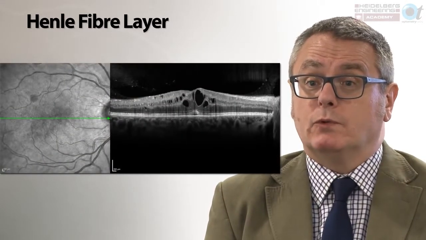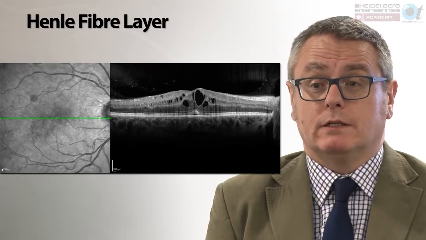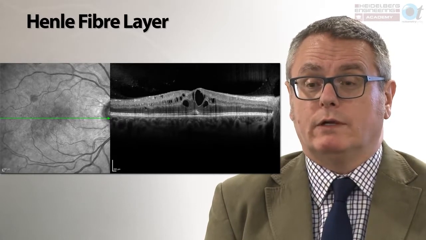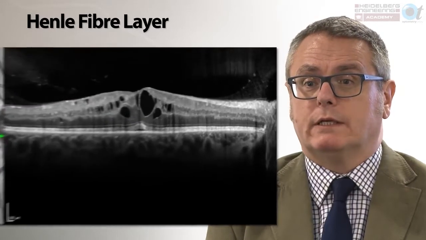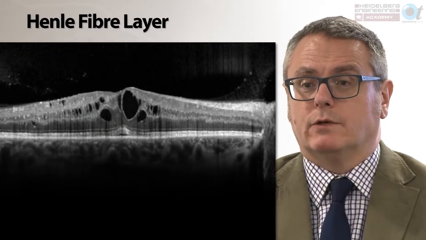Henle's fibre layer is an important structure, as in retinovascular disease, the intraretinal fluid or retinal cysts form in front of Henle's fibre layer, as can be seen on this high magnification OCT cross-section.